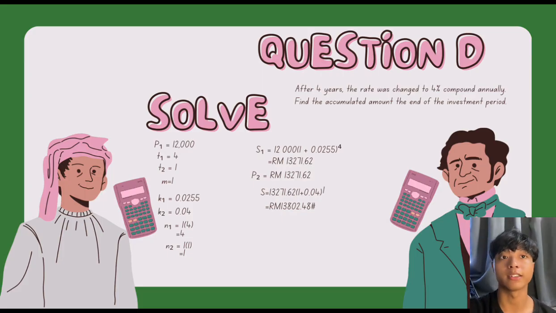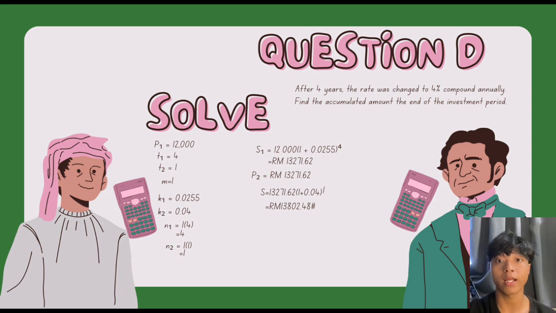Now, let's solve this. S1 equals 12,000 times the bracket 1 plus 0.025 to the power of 4, which equals 13,271.62. The amount of 13,271.62 now becomes the new principal for the next period. After 4 years, the rate is changed to 4% compounded annually, and the investment continues for 1 more year.